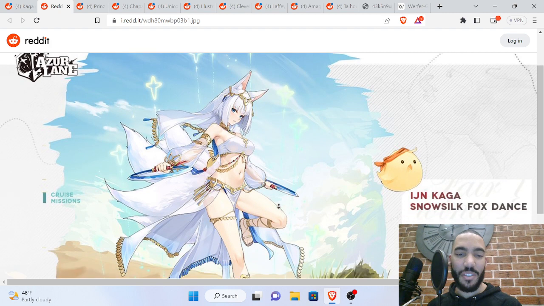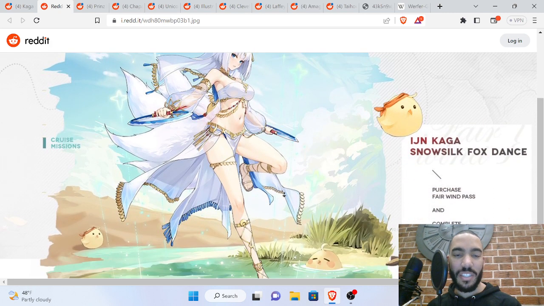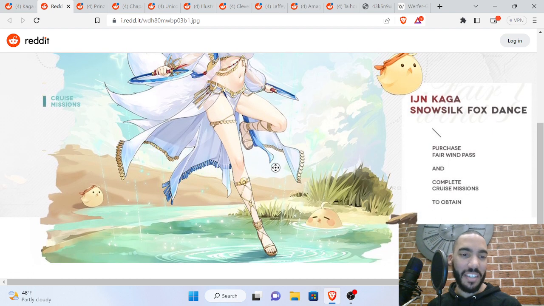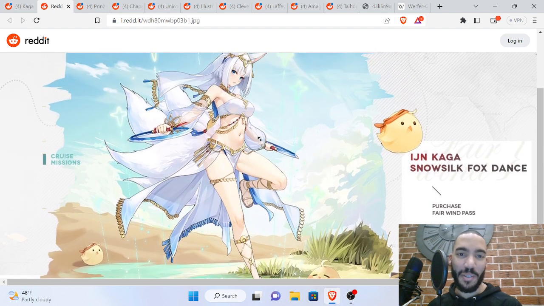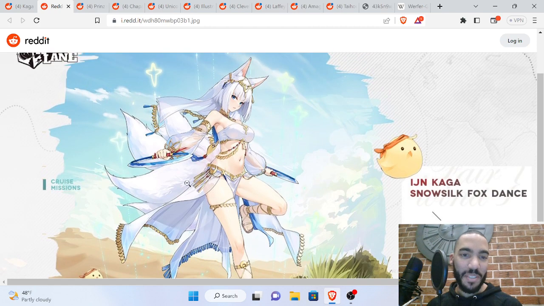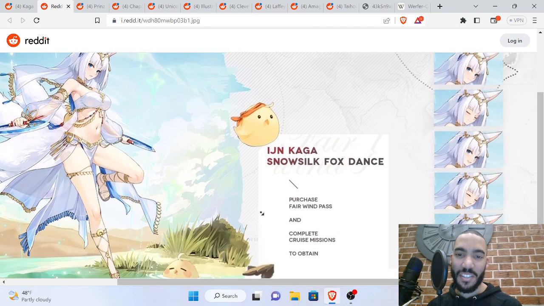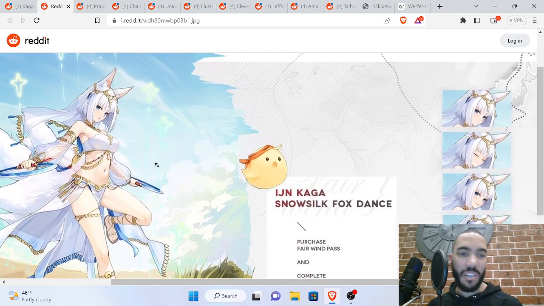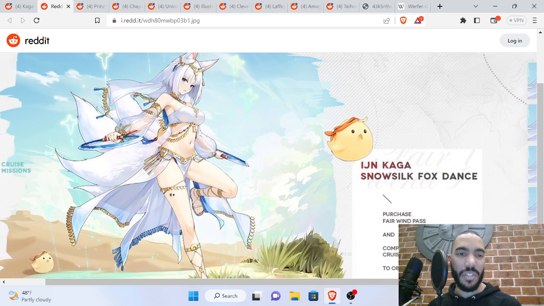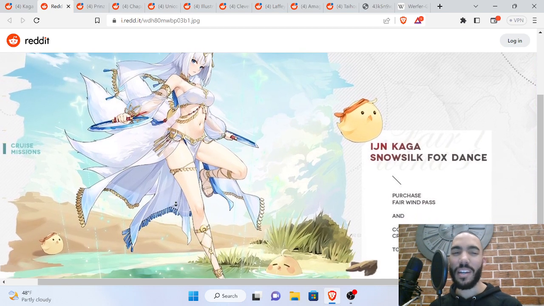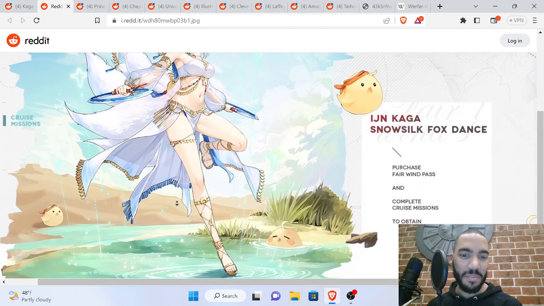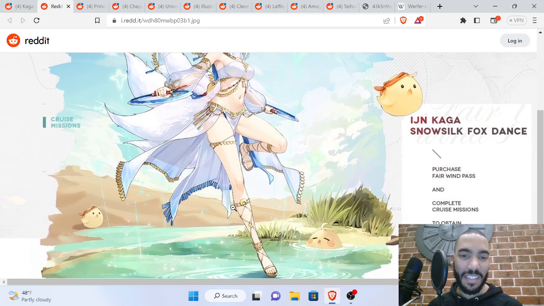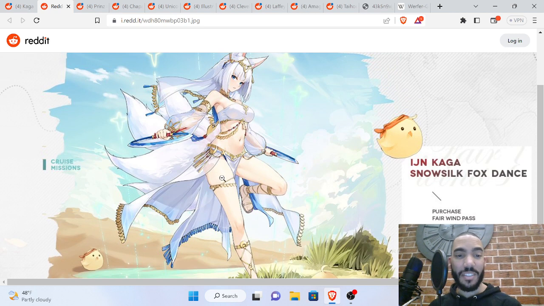This is Kaga's new skin, and it looks like she's wandering through an oasis. We've got some Prince of Egypt thing going on here. She looks like a Snow Silk Fox Dance. It almost looks borderline like an oath skin, but not quite. Not enough cloth. Anyway, it actually looks kind of nice.